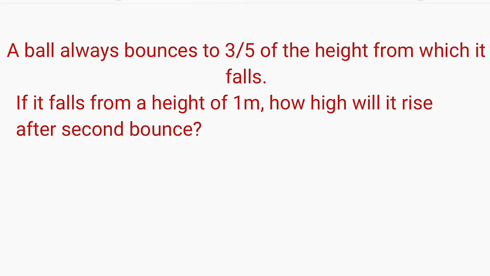Hello, good day everyone. In this tutorial, we are going to solve two word problems that are related to lower grade students. And here is the first question. It reads, a ball always bounces to 3/5 of the height from which it falls. If it falls from a height of 1 meter, how high will it rise after the second bounce?